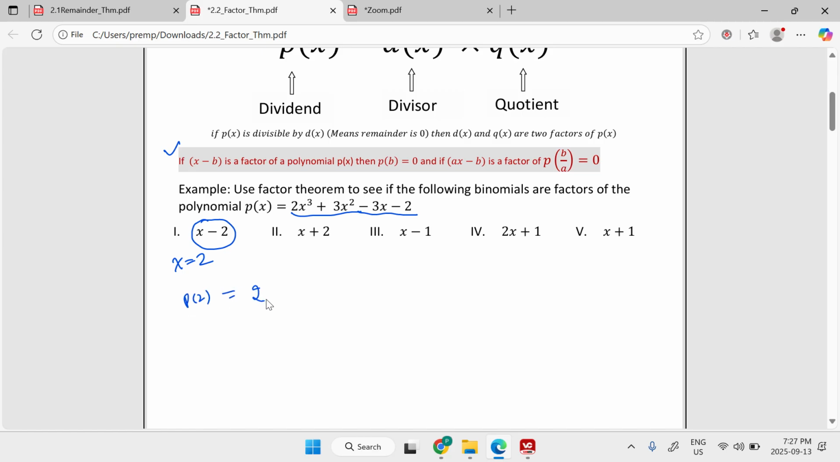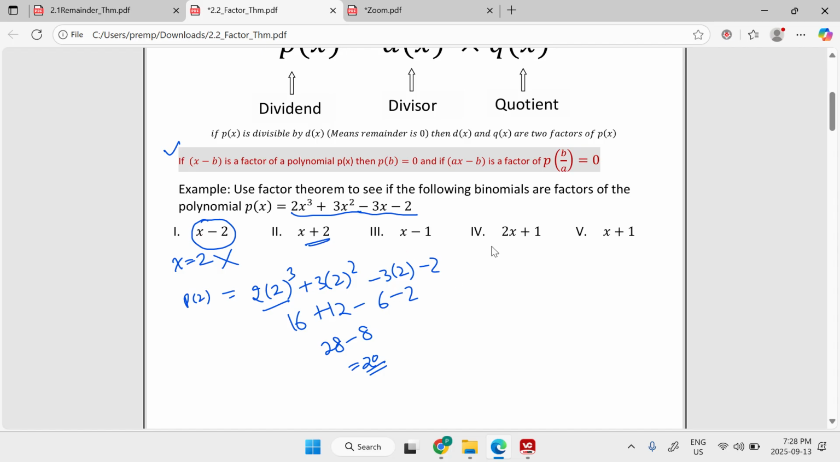So I will do here 2 times 2 power 3 plus 3 into 2 power 2 minus 3 into 2 and negative 2. So you will get here 16 plus 12 minus 6 minus 2. Okay, so you will get 28 minus 8, and then you get 20. Now since you are getting a nonzero value here, that means this is not a factor. Okay, and same way you can try this now.